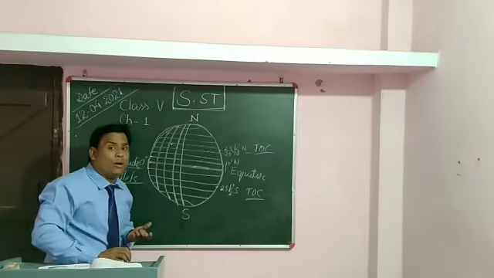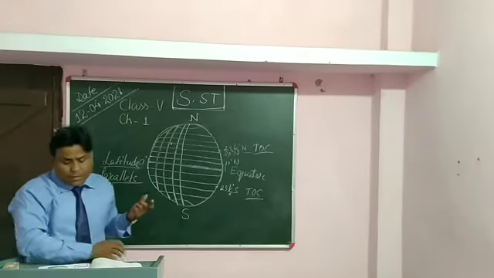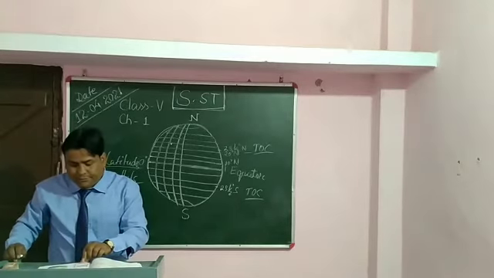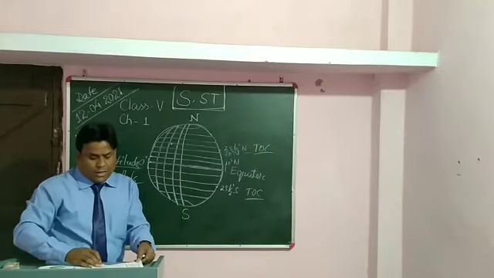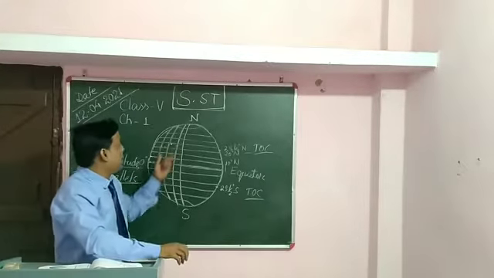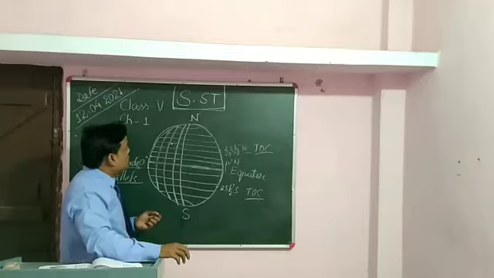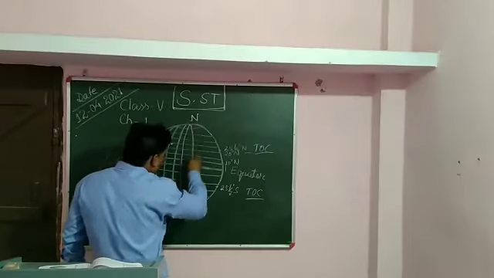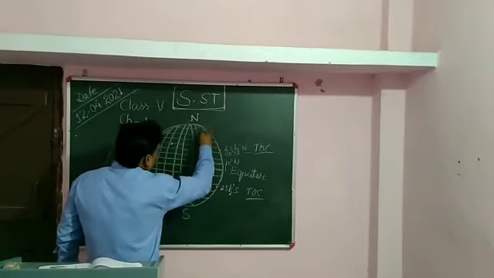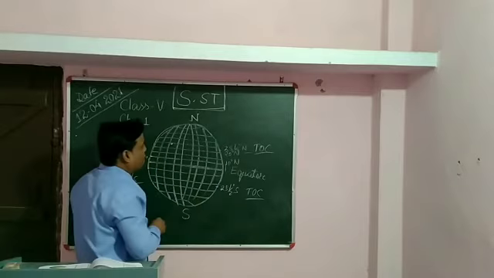The other name of longitudes, these lines are also called meridians. They are also known as meridians. So similarly, this will go like this. This is how a globe is formed.